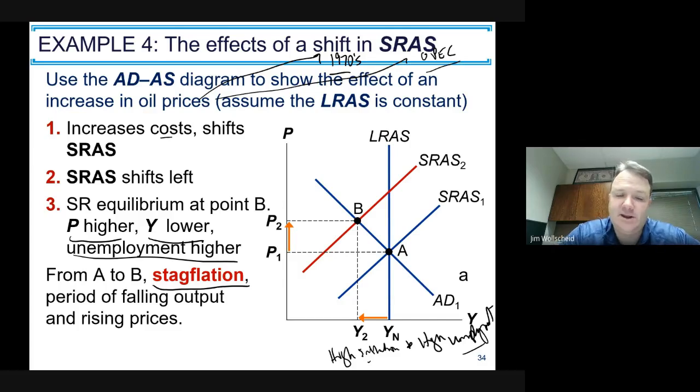It's a unique period in economic situations where we can have falling output, higher unemployment, and rising prices. So it's kind of a rare situation that can occur. And we saw it significantly in the late 70s.